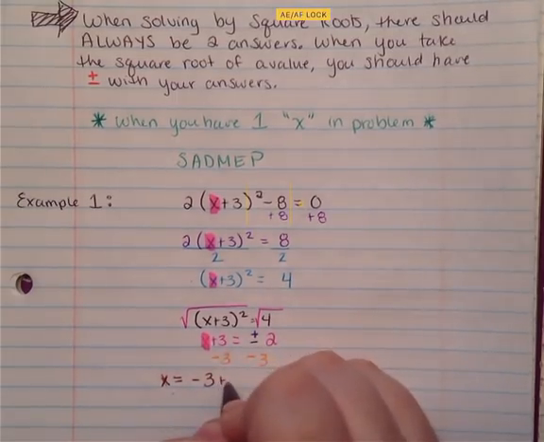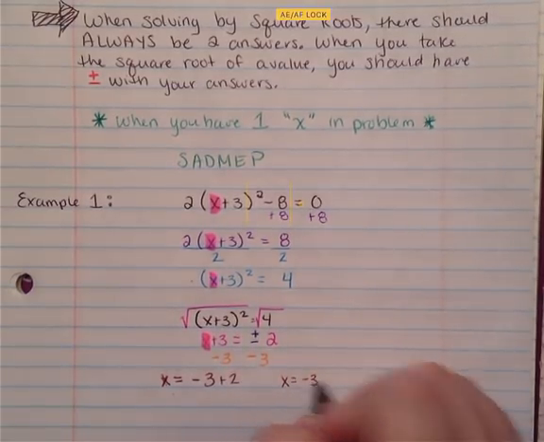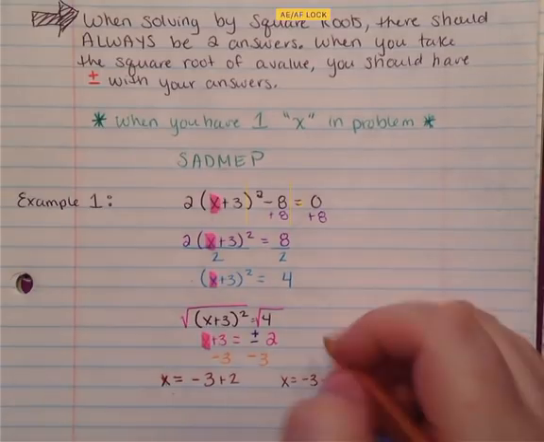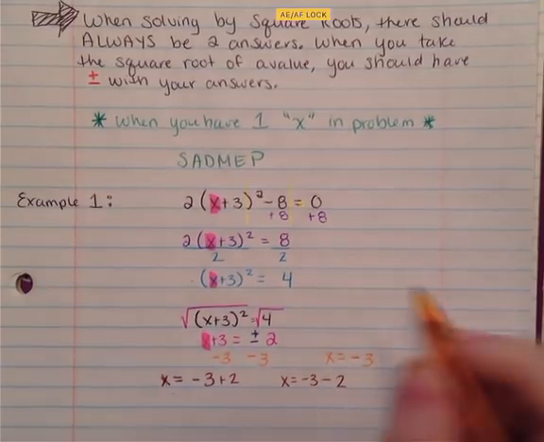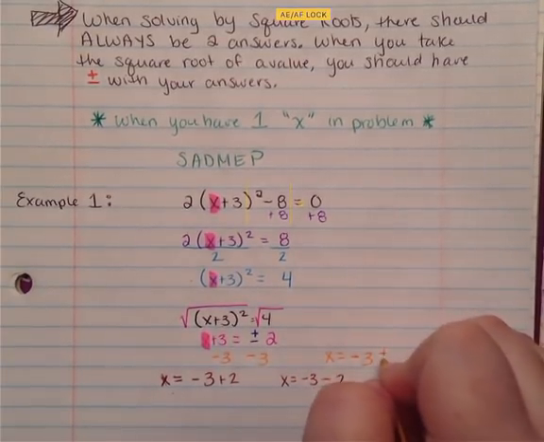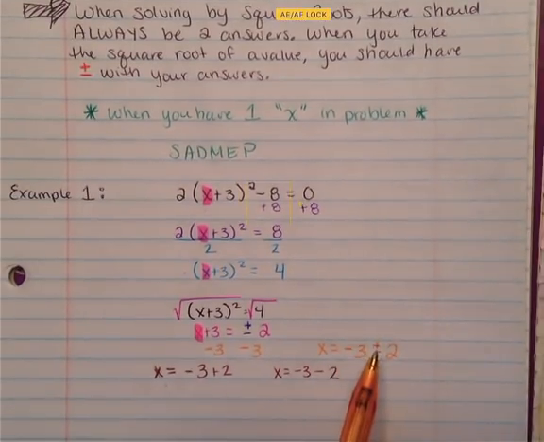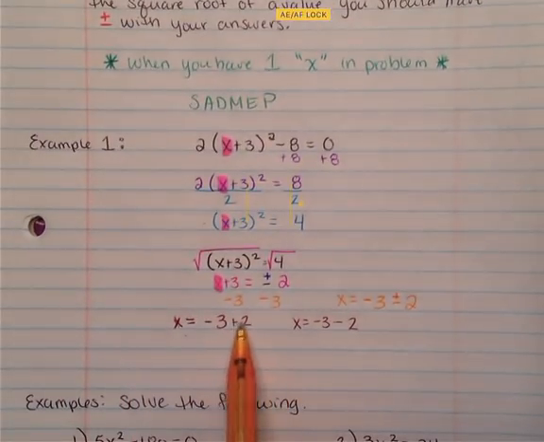So we're going to have plus 2. And then we'll have x equals negative 3 minus 2. Because what this really turned out to be, I'll put it over here, is x equals negative 3, again, that was in the front because that's what we just moved over, plus or minus 2. And then separating them, the only thing that changes is the plus or the minus. So the problem becomes negative 3 plus 2 and then negative 3 minus 2.